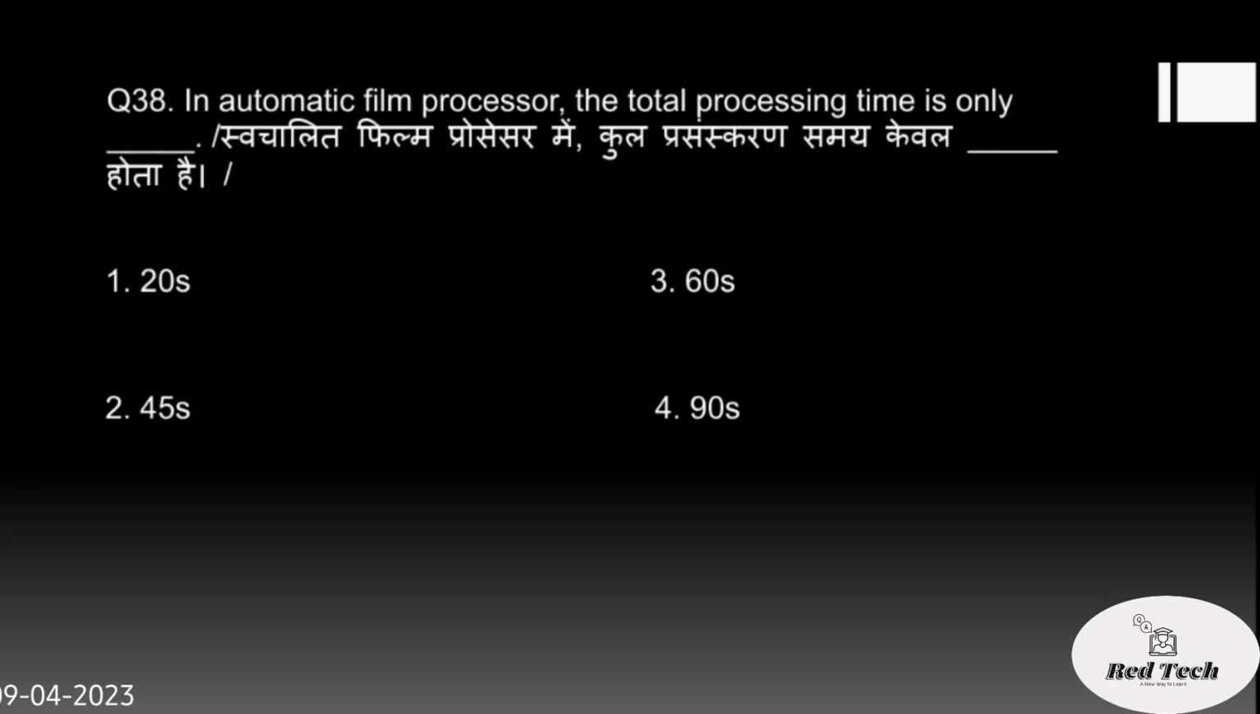Question number 38. In automatic film processor, the total processing time is only. So what would be the total processing time for the automatic film processor? Options are 20 second, option second is 45 second, option third is 60 second, option 4 is 90 second. So this question comes from the automatic film processor, and the right answer is option number 4, means 90 second. The total processing time for the automatic film processor is 90 seconds.